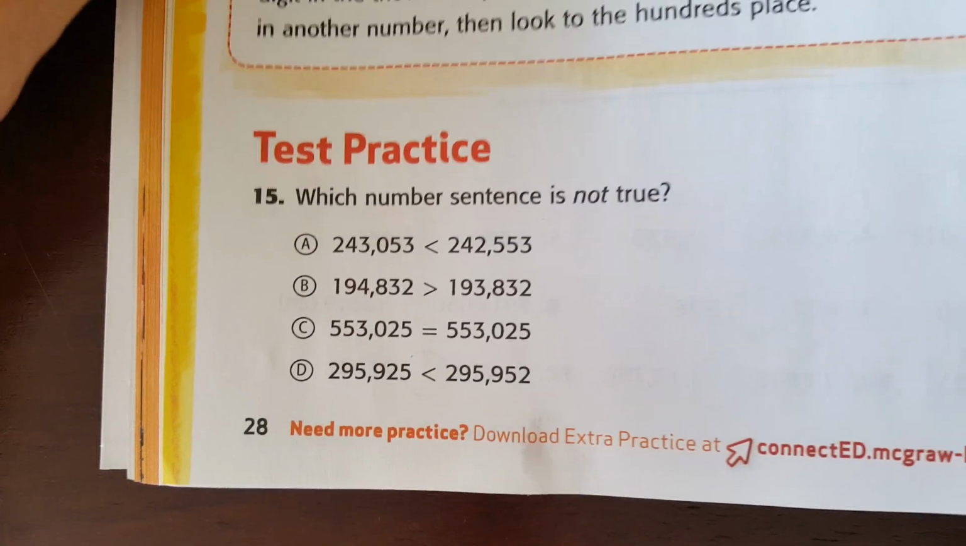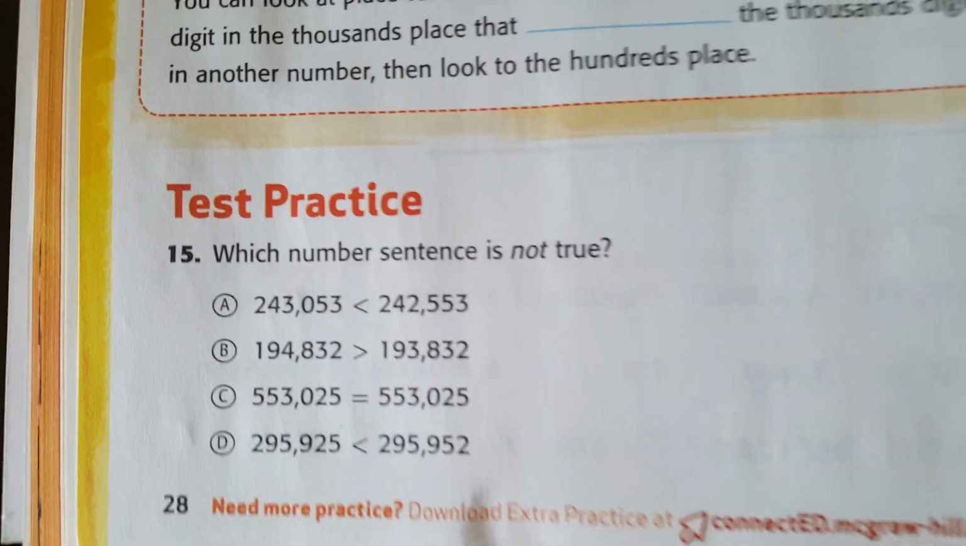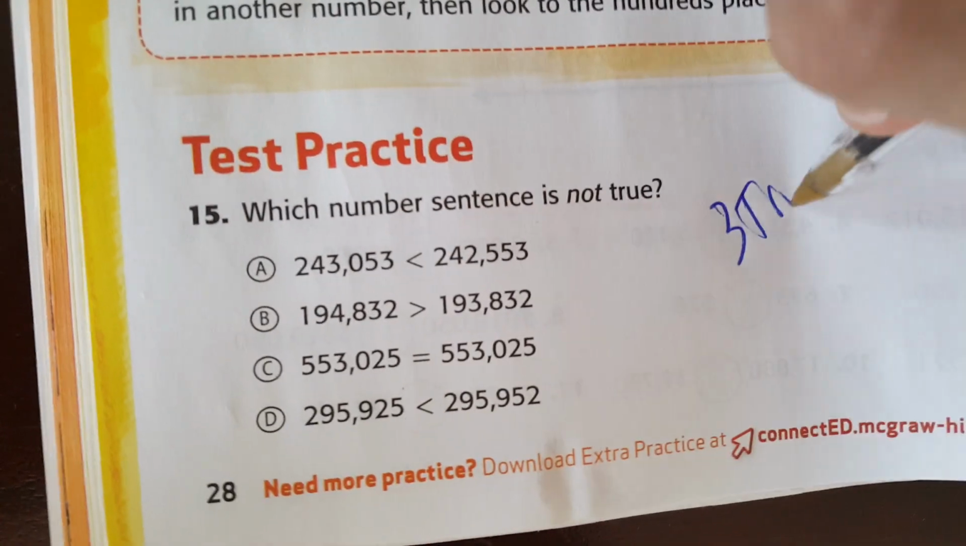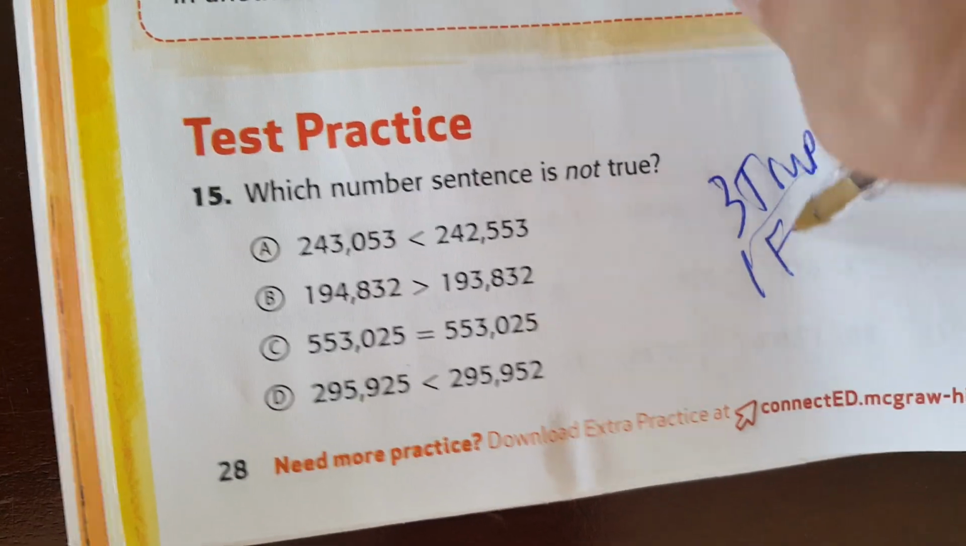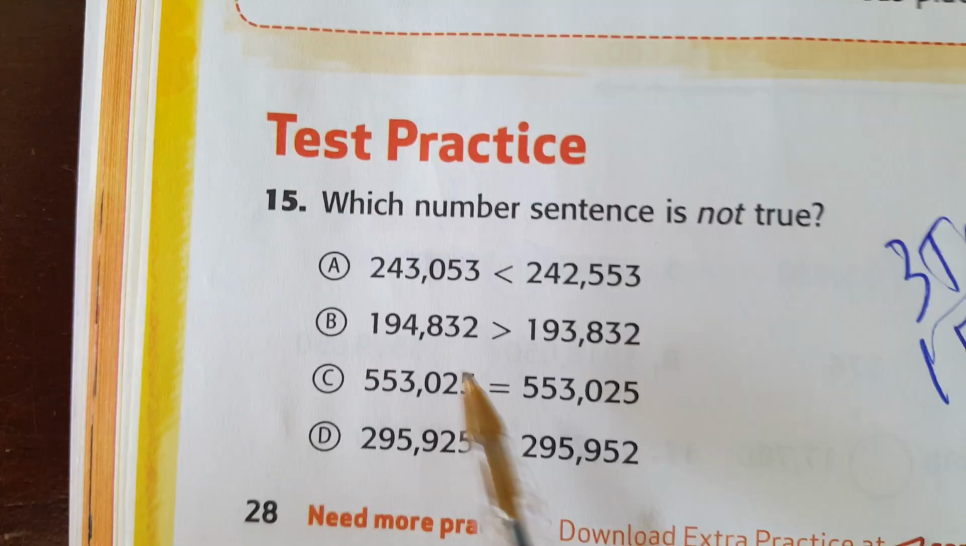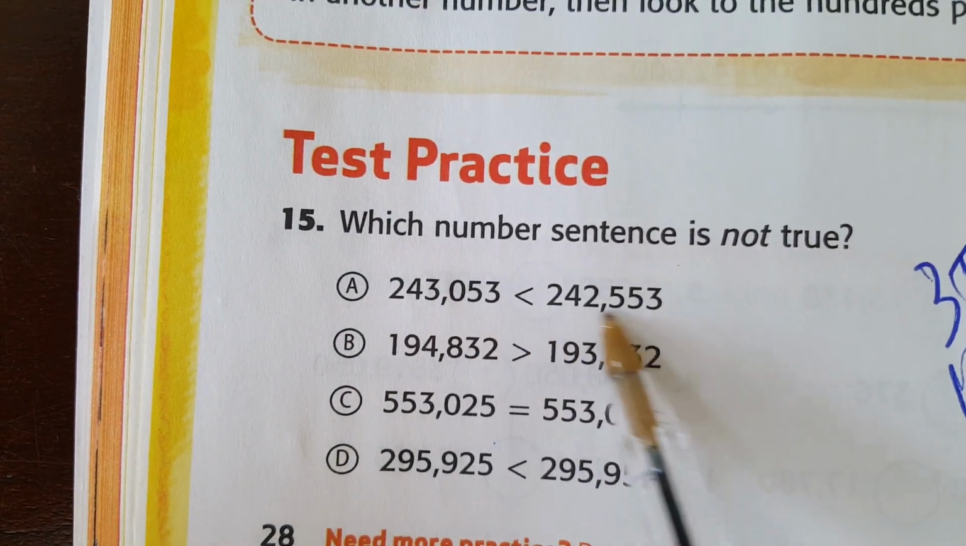test practice. Why not? So this will help you. Notice the wording is different. Which number sentence is not true? So here's a little trick. This would mean 3 true, 1 false. So look at all these. Every single one has 6 digits.